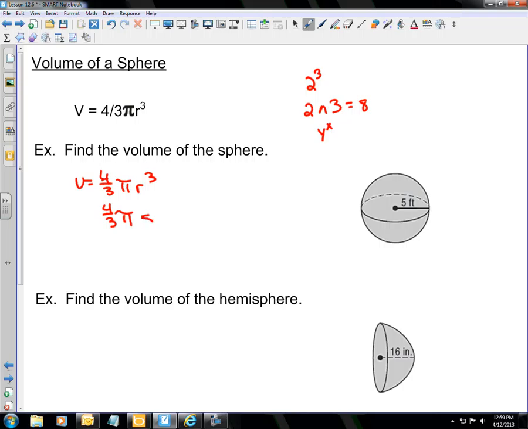So I'm going to take 5 to the third power. So I'm just going to plug that in my calculator. I could do 4 divided by 3 times pi times 5 to the third power. And I should get 523.6 feet cubed.